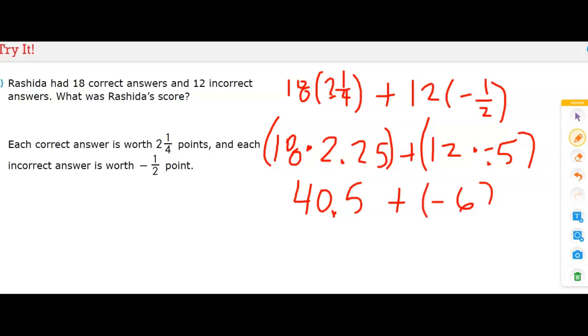I'm going to put it in parentheses because it's a negative. And we just want to separate the addition sign and the subtraction sign so there's no confusion. And then you take 40 5/10 plus negative 6, and that equals 34 1/2. So 34 1/2 can be written as a decimal 34 5/10 or 34 1/2. So Rashida's total score is 34 1/2.